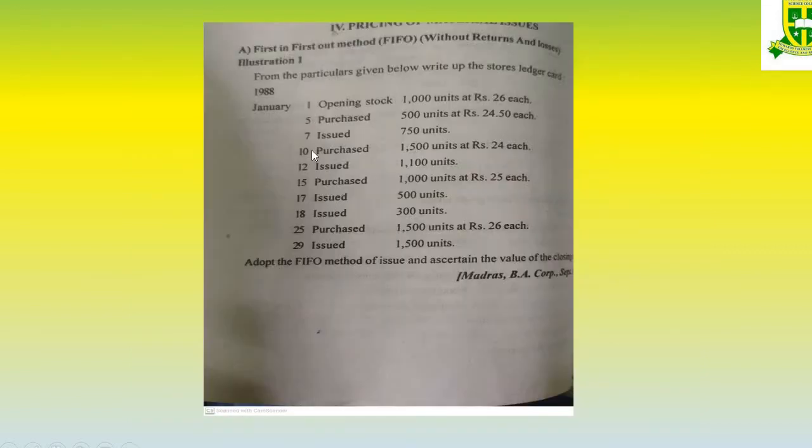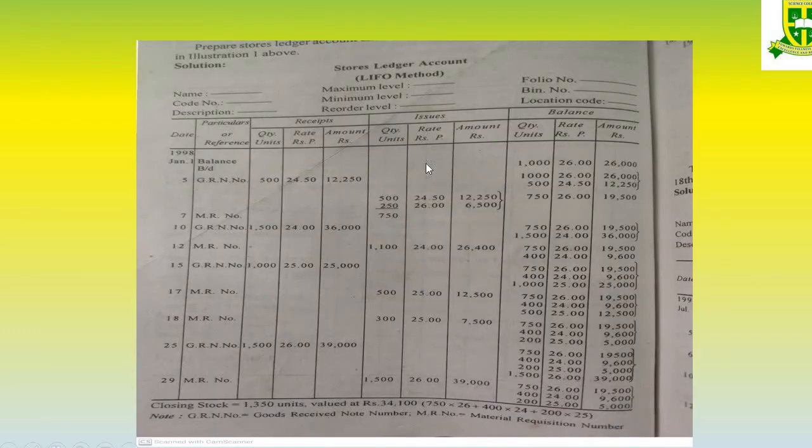And next, what is the transaction on 12? There is an issue of 1100 units. So MR number. Since you are making an issue, we have to use the term MR number. So how much we want to issue? 1100. So it's the last in first out method. So what is the last material available? 1500. So how much you need? 1100. So from 1500 I am taking 1100. Still my balance is available. So 750. What is the balance available after using 1100? 400. Cost is 24. 400 into 24, which is 9600.